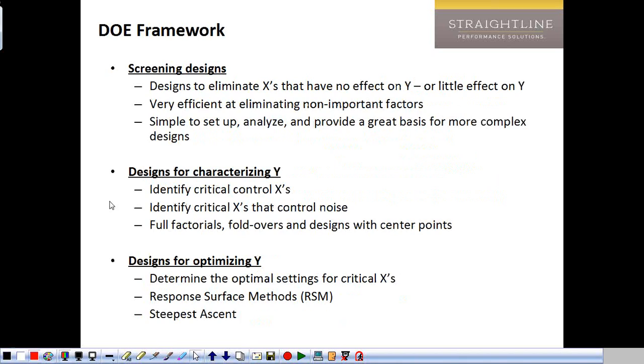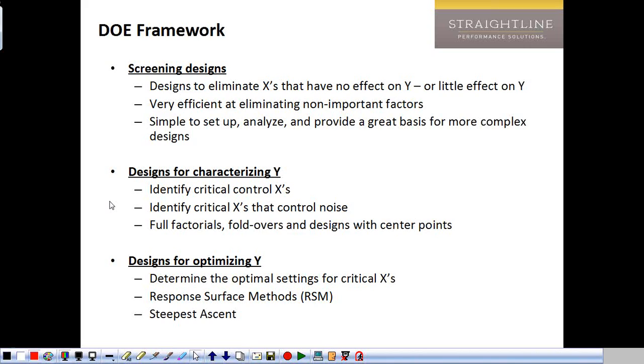Now, the basic thing is that screening designs are used to eliminate the X's that have no effect on Y. They're very efficient at eliminating these non-important factors. Simple to set up, analyze, and provide a great basis for the more complex designs that follow.